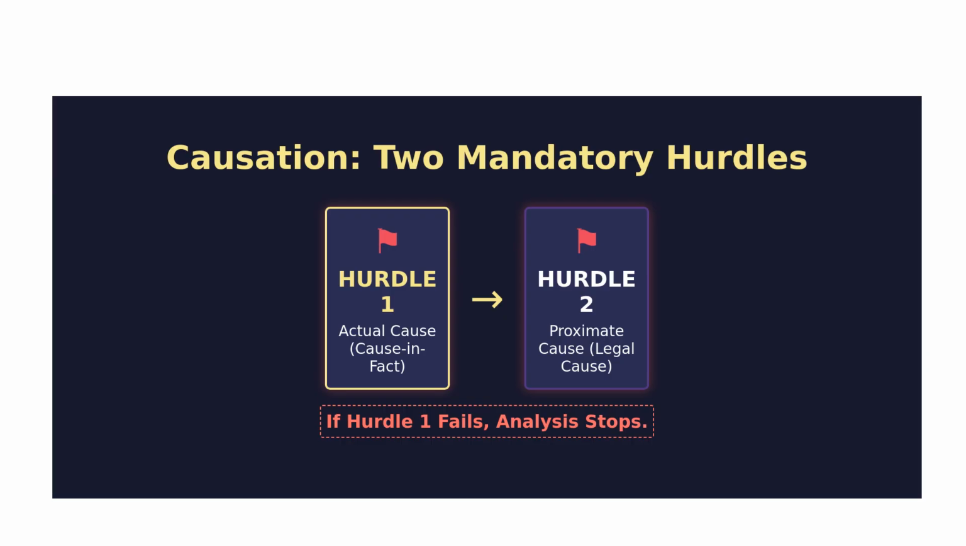If the plaintiff fails to satisfy the requirements at this first gate, if there is no factual connection, the analysis stops dead right there. The court will never even proceed to examine the second, more complex policy question of proximate cause, or legal cause. Only if the plaintiff successfully passes the factual hurdle of actual cause does the inquiry move forward to determine if the resulting harm was a legally appropriate consequence under the rules of proximate cause.